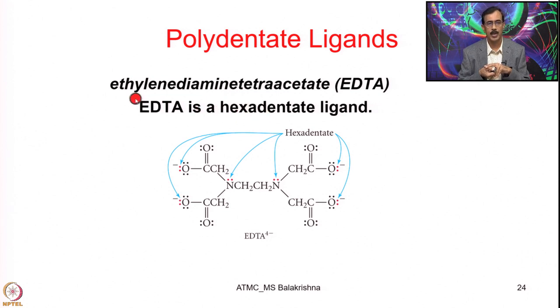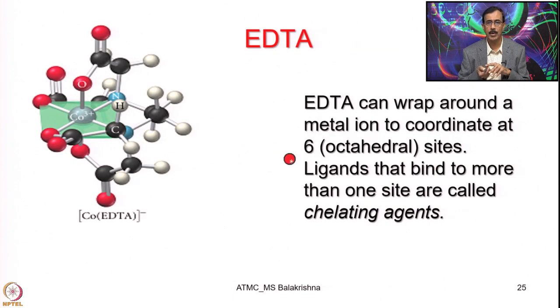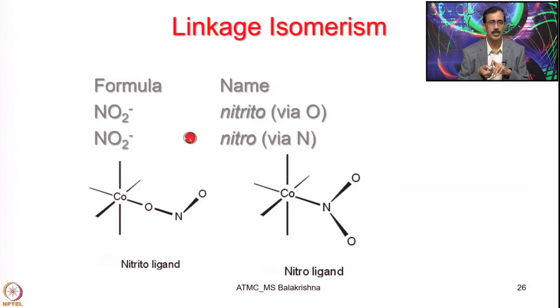EDTA stands for ethylenediaminetetraacetic acid, and if it is anionic then it is called tetraacetate. So you can see EDTA 4 minus, where 2 nitrogens and 4 carboxylate oxygens establish bonds, and it forms stable complexes with most of the transition elements and also some of the main group elements. So EDTA can wrap around a metal ion to coordinate at 6 coordination sites. Ligands that bind to more than one site are called chelating ligands. And linkage isomerism, I had mentioned: for example, if you take this NO2 minus, when it is binding via oxygen we call it nitrito.